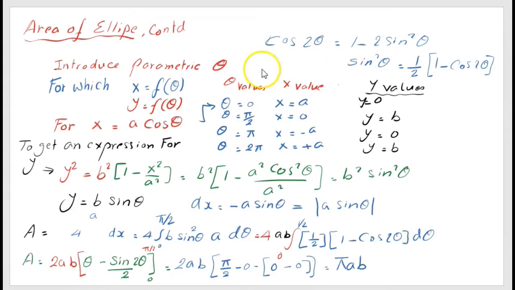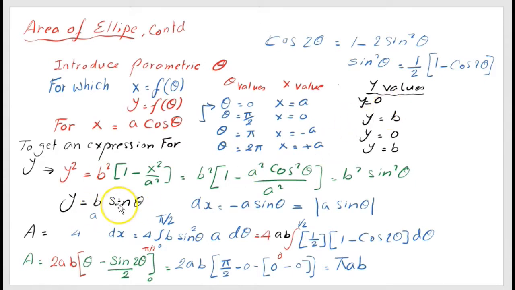By using the equation to get an expression for y, we know that y squared equals b squared multiplied by 1 minus x squared over a squared. Since x is equal to a cosine theta, x squared will be a squared cosine squared theta divided by a squared. A squared will cancel with a squared, and we are left with b squared multiplied by 1 minus cosine squared theta, which is b squared sine squared theta. So the expression for y will be b sine theta.